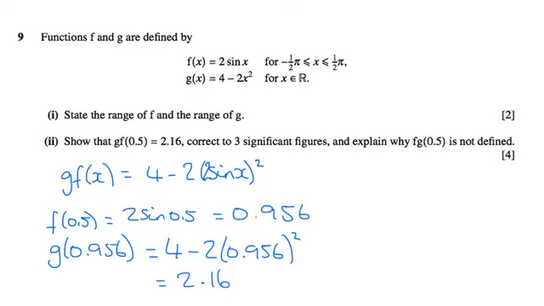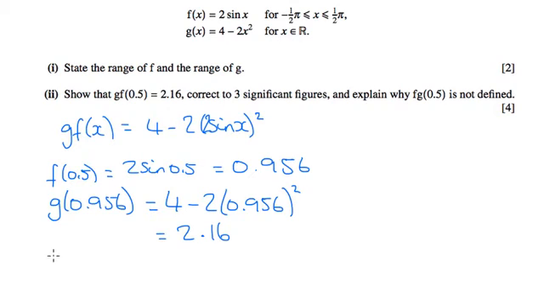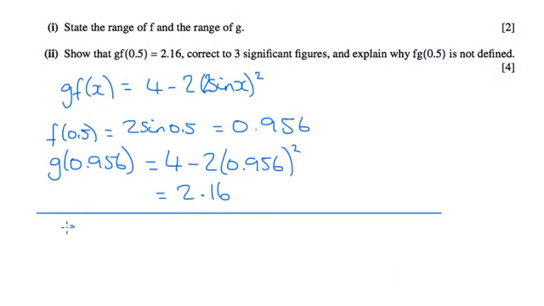It also says to explain why f of g of 0.5 is not defined. Well, if we try and work it out, if we try and do f of g of 0.5, g of 0.5 would be 4 minus 2 times 0.5 squared. And if we type that in on our calculator, that comes out at 3.5.